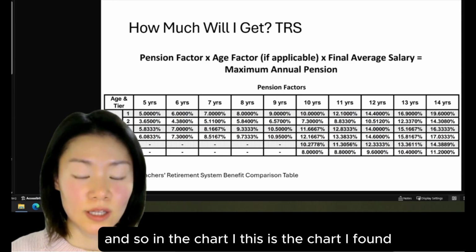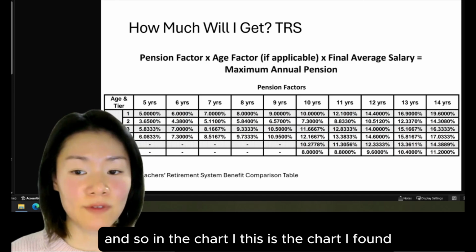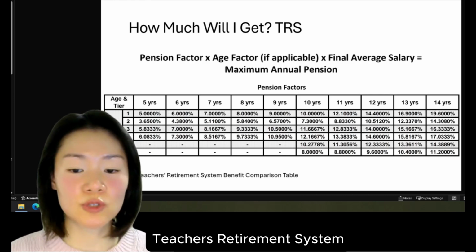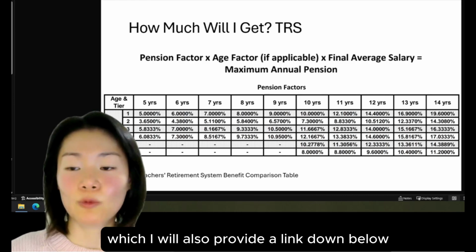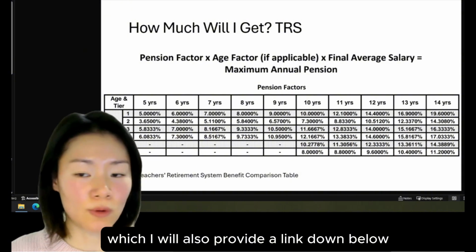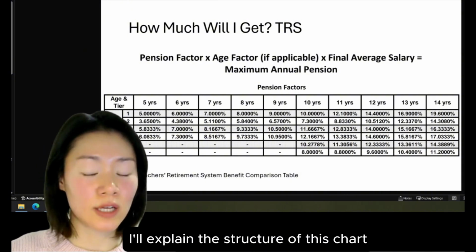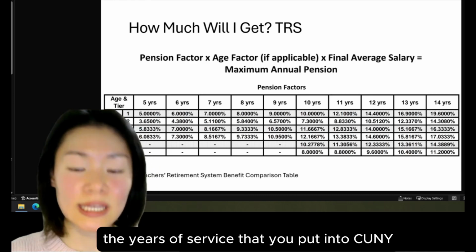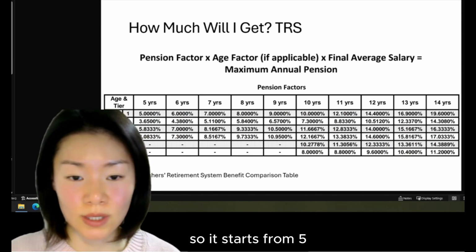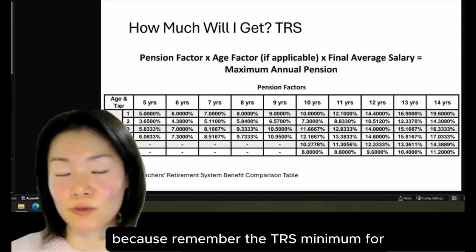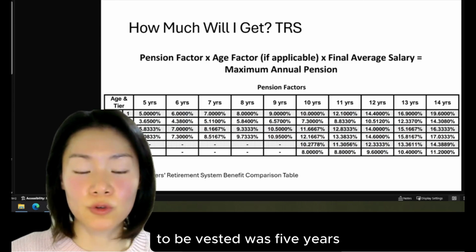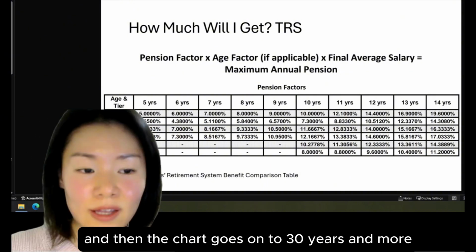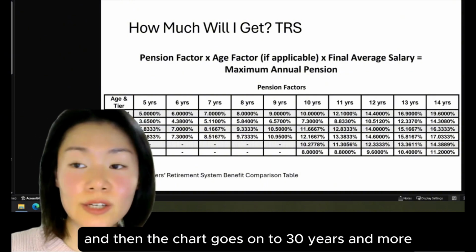This is the chart I found. It's called the pension factor chart. I found this chart in the New York State Teachers Retirement System Benefit Comparison Table, which I will also provide a link to down below. Let me explain the structure of this chart. The top layer shows the years of service that you put into CUNY. It starts from 5 because remember the TRS minimum to be vested was 5 years. So it starts at 5 years and then it goes on to 30 years and more.